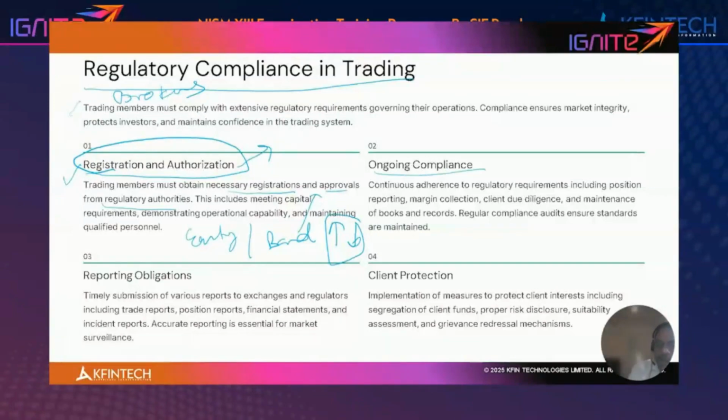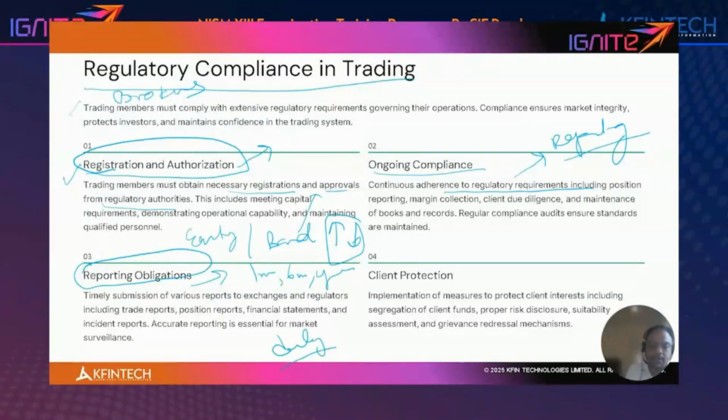And ongoing compliance, continuous adherence to regulatory requirements. So reporting back to the regulators, what are the breaches, what are the issues, what are the margin shortfalls, what are the defaults that are happening. And these members are obligated to report it on a timely basis. Some reports are monthly, some are six monthly, some are yearly, some are on a daily basis. So these reportings are required so that the market remains sane and there are no frauds and there are no issues in the market.